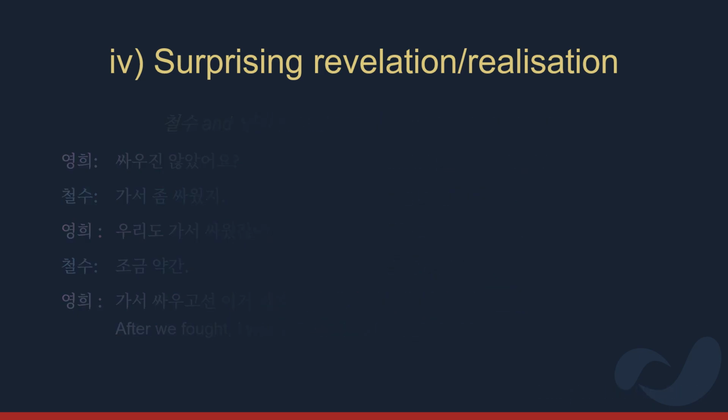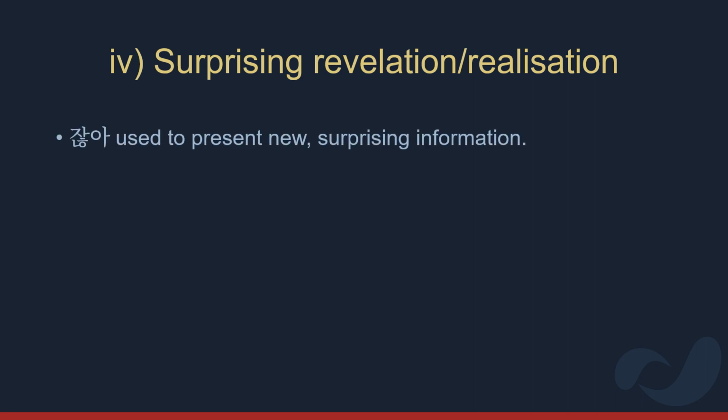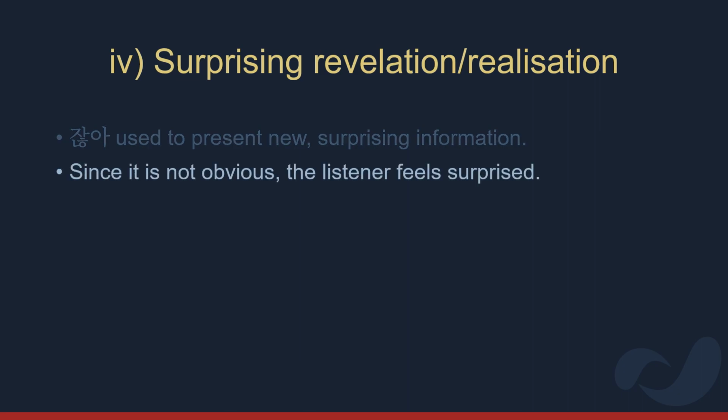In this dialogue, the speaker talks about the dramatic event of fighting on her honeymoon. Canha is used to present new and surprising information which is not shared by the listener. By introducing something which is not obvious, in contrast with the regular use of canha, the listener suddenly feels surprised by the revelation.